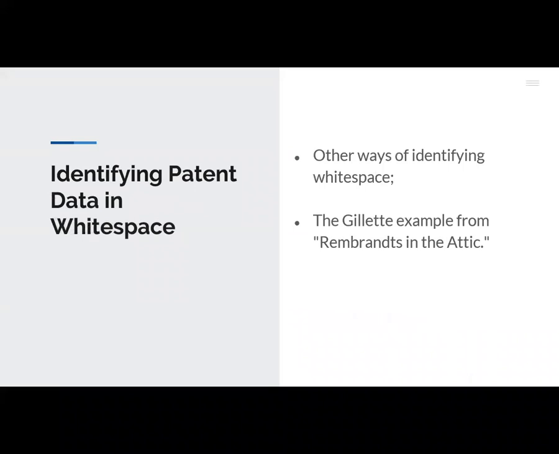Okay, thus far, we've considered these vast expanses of white space created by changes in the law and advancing technology. But there's another way to consider white space, and that is in terms of the available space for patenting that exists around patents for inventions that are in commerce. One example that I'm going to discuss is the Gillette example. This is actually an old example, which was described in the book Rembrandts in the Attic.